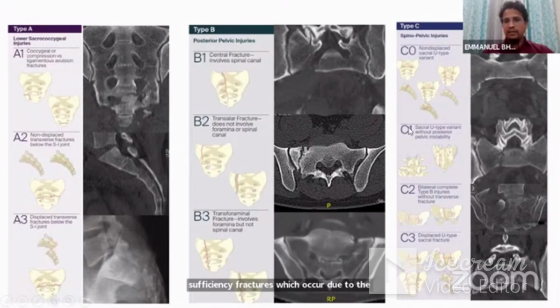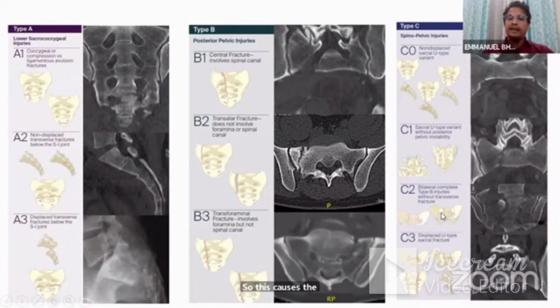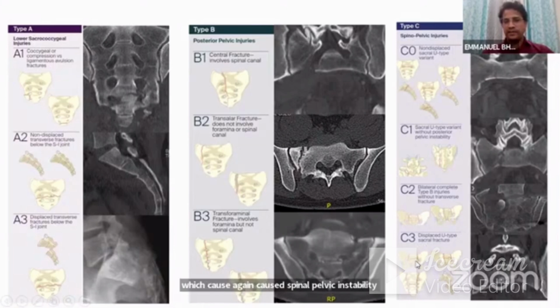C1 is again a B-type fracture. That is, these are vertical fractures, but the fracture line is medial to the L5-S1 joint, so this causes spinopelvic instability. C2 is bilateral vertical fractures, which cause spinopelvic instability. And C3, these are displaced U-type sacral fractures, maybe U-type or H-type, which again cause spinopelvic injuries.